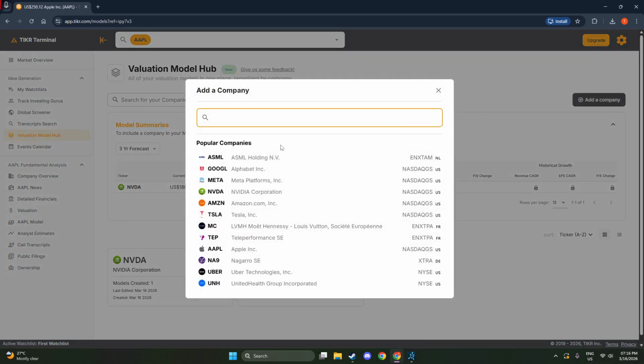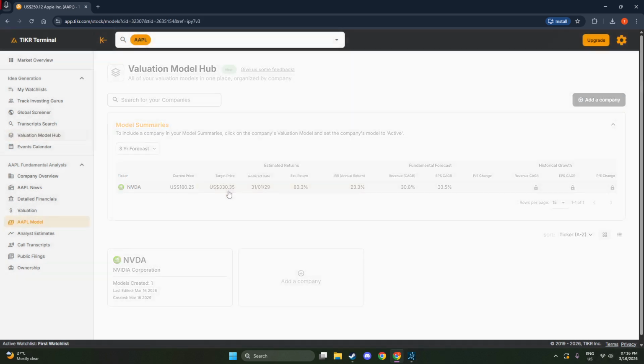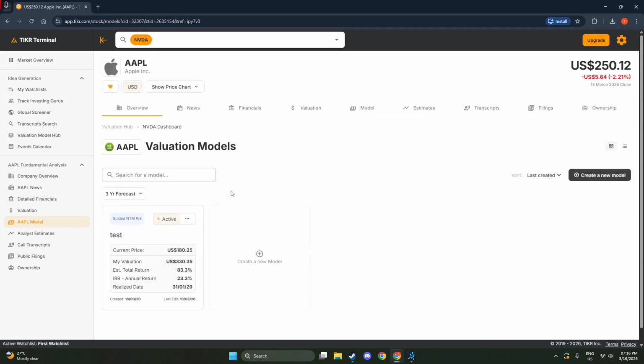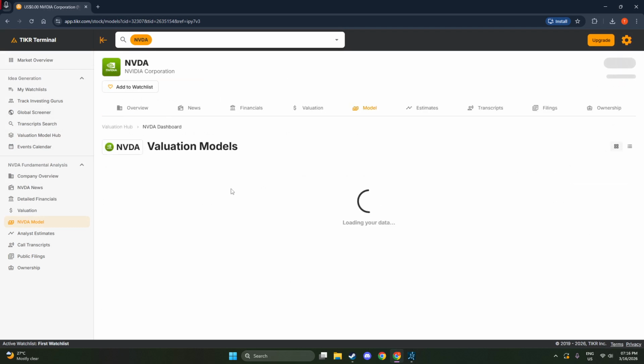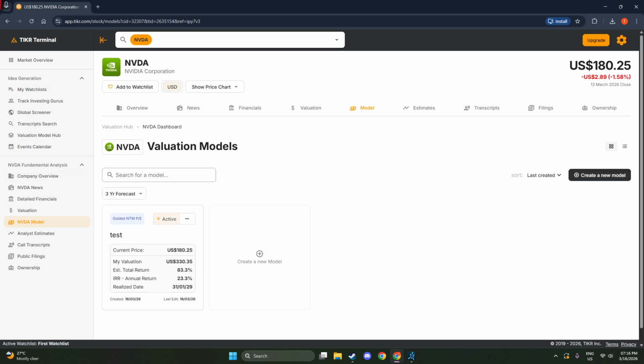Next, choose the guided model and select the company you're valuing. The guided model is ideal because it prompts you for only the essentials and handles the calculations behind the scenes. Pick your ticker, confirm the dataset, and make sure you're looking at the correct share class if the company has more than one. This ensures your analysis lines up with the right financials.